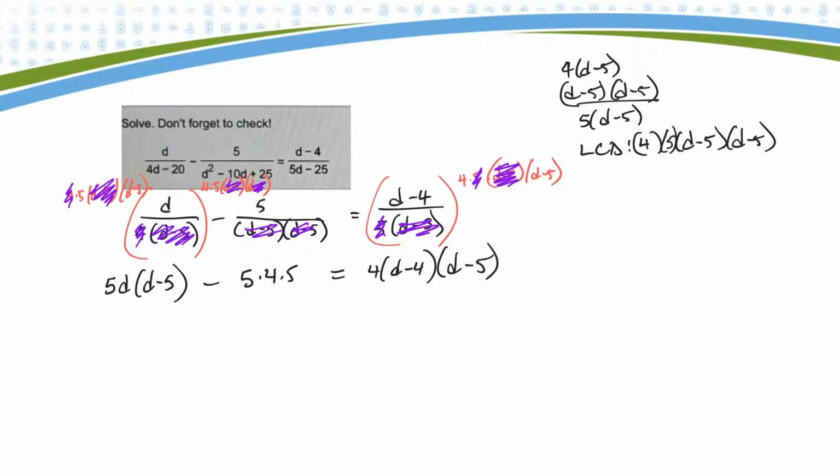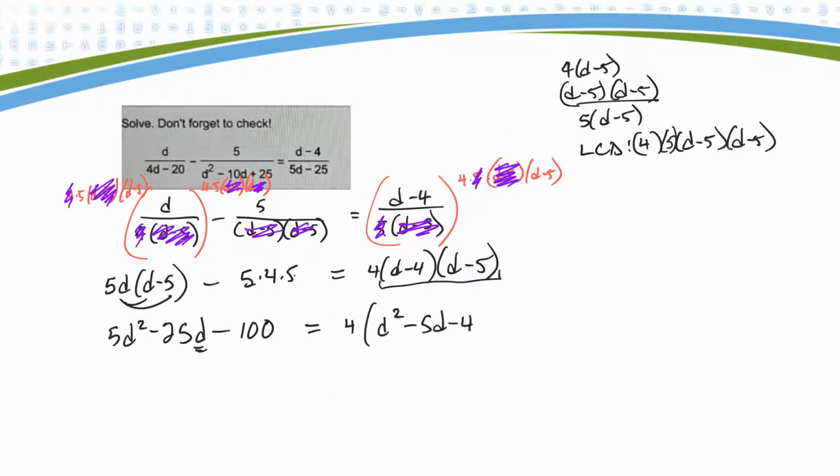Okay, so let's multiply this through. 5D squared minus 25. 5 times 4 is 20 times 5 is 100. I forgot that. It's 5D squared. 5D times minus 5 is minus 25D. I forgot that D. Equals, now here I would FOIL this out first. So let's leave 4 outside. So this would be D squared minus 5D minus 4D plus 25.